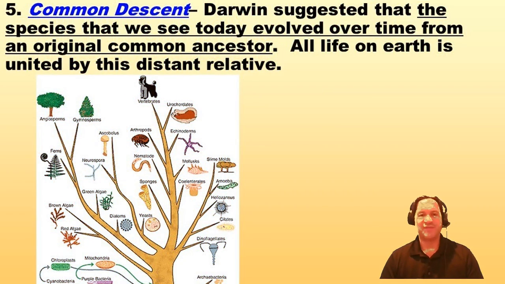And Darwin's 5th and final principle of evolution by natural selection is what's called common descent. That's where Darwin suggested that the species we see today on Earth evolved over time from a single original common ancestor. So, looking at that tree on the left, that tree of life, that simple common ancestor would have been at the base of that tree. And then everything, all life on Earth that's ever existed, has branched off from that common relative that we've all had.